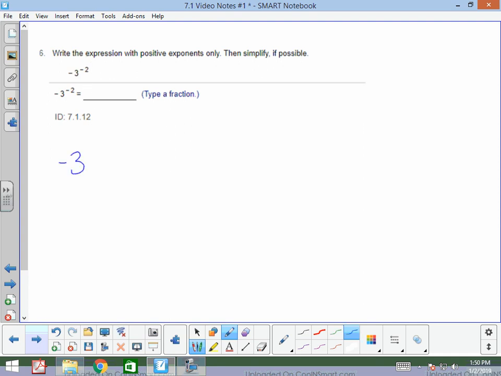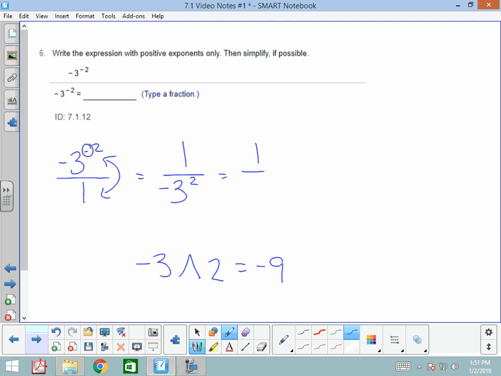So first, I have a -3 to the -2 power over 1. To make this negative exponent positive, I'm going to flip the whole thing. Remember, the base has to be flipped too, and goes with the exponent. Notice the 3 stays negative. The exponent is the only one that becomes positive. Now, if you enter this correctly on your calculator, no parentheses, -3, exponent button 2, it will tell you -9. So this is 1 over -9. Now, we are going to type a fraction. Remember, your negative needs to go either in the numerator or in front of the fraction.